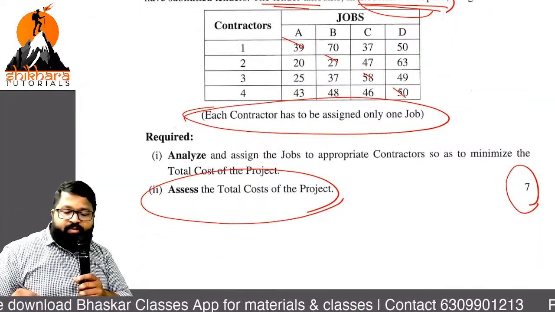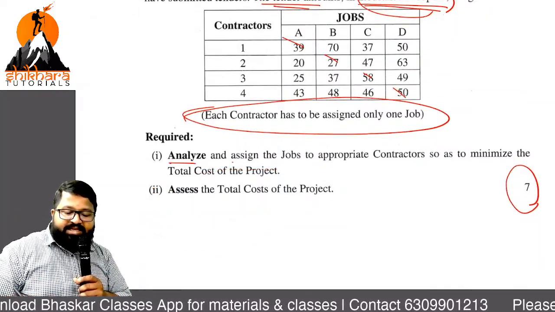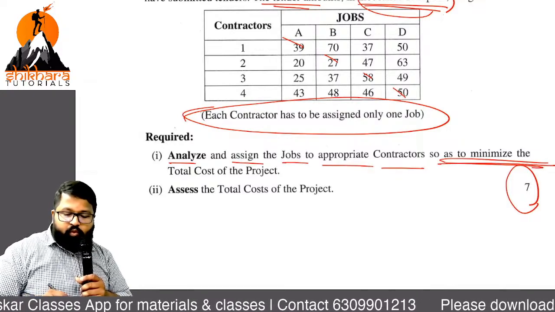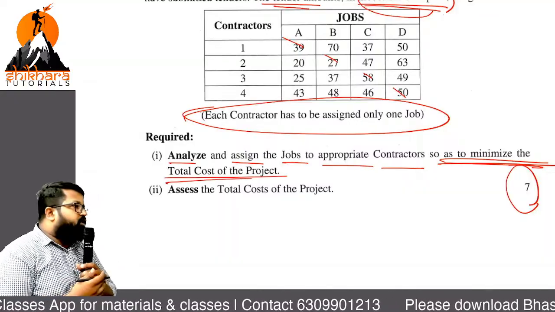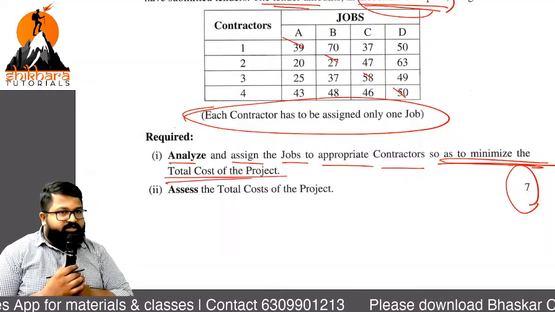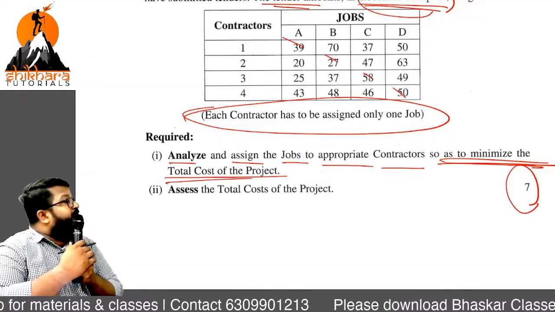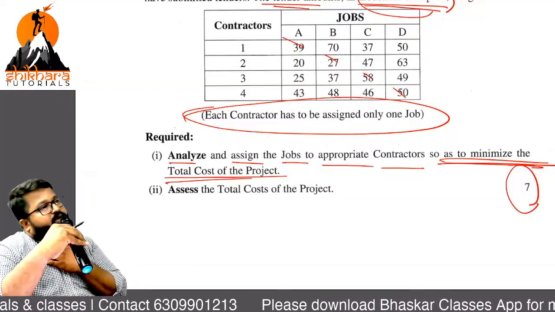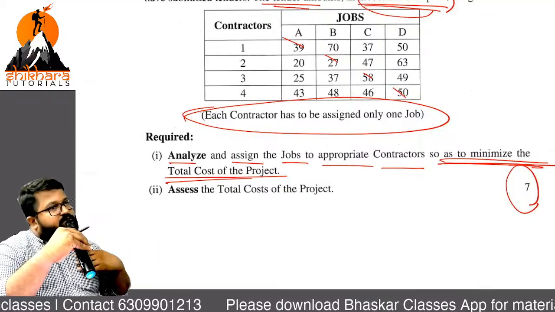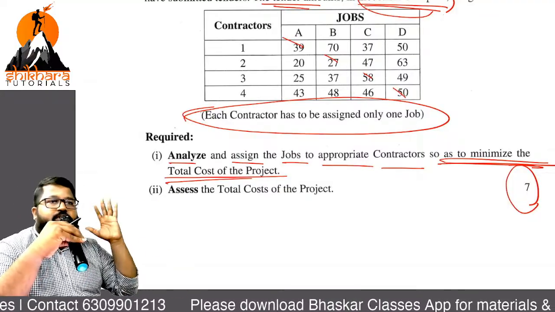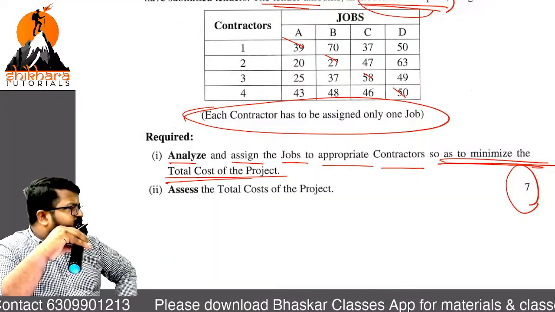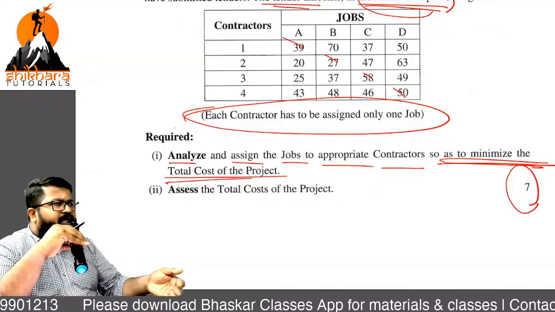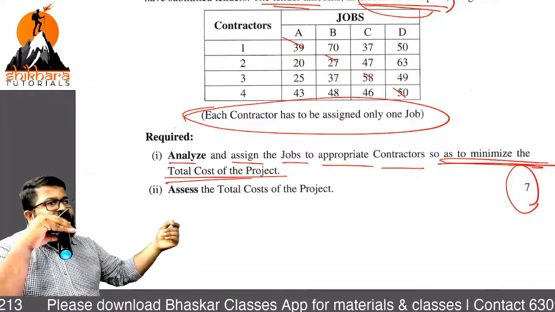What is the first question there, ma? Analyze and assign the jobs to appropriate contractors so as to minimize the total cost. So what is our objective there? Minimization is our objective. When minimization is our objective, straight away you can follow the steps. And one more aspect, what is it asking? Assess the total cost of the project. Once you are done with the assignment part, you will get the cost. So these two questions are interconnected.